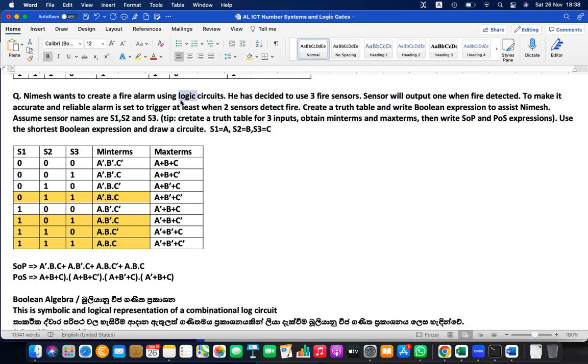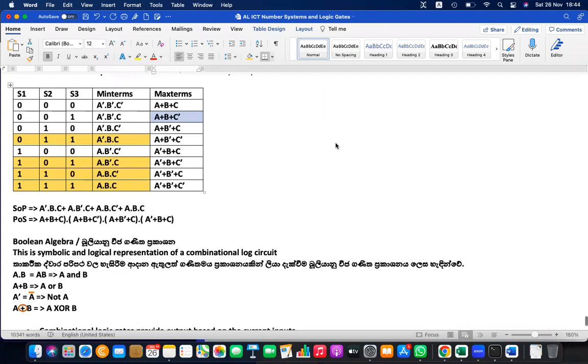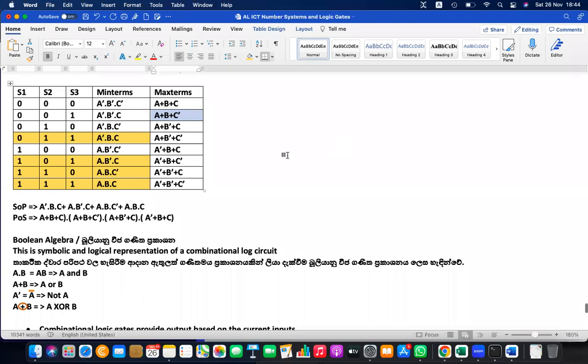Okay, this one is there, then this one is there. I need the truth table. Sorry, I need now the logic circuit. I can give you 3 minutes to draw the logic circuit quickly. You have 3 minutes. So what should be the answer there? It's very easy to draw the circuit.